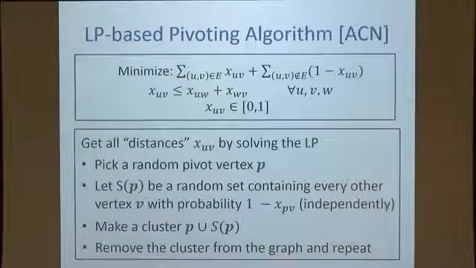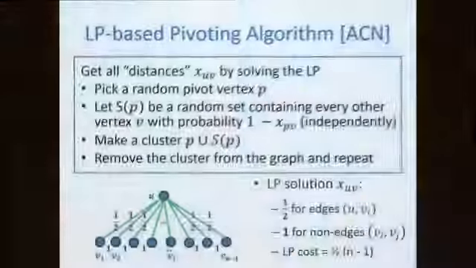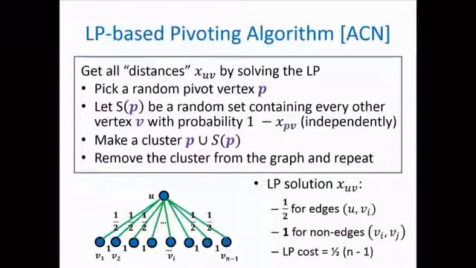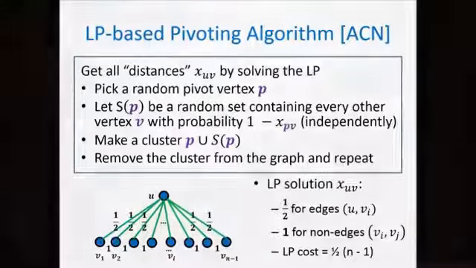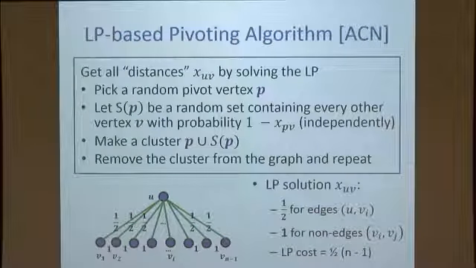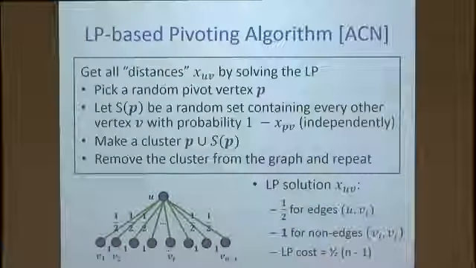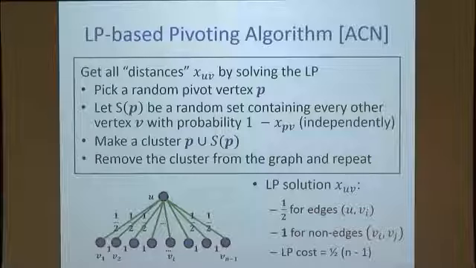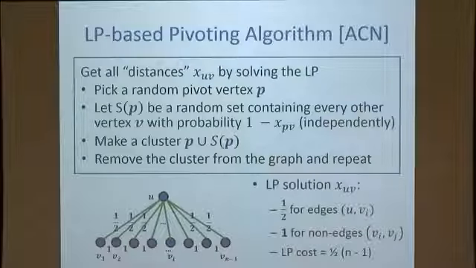Great. So this is the algorithm. And let me show you how this algorithm works on the integrality gap example, because this will be important for later. So remember that in this star-like example, the LP solution x_uv can look as 1/2 on edges and 1 on non-edges. So the LP cost is roughly n divided by 2 here.